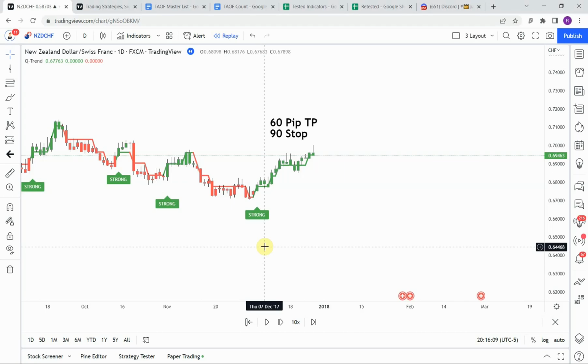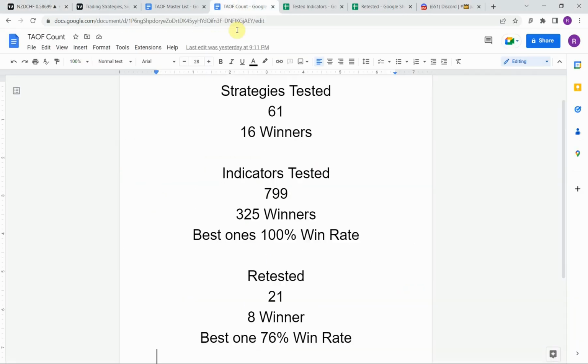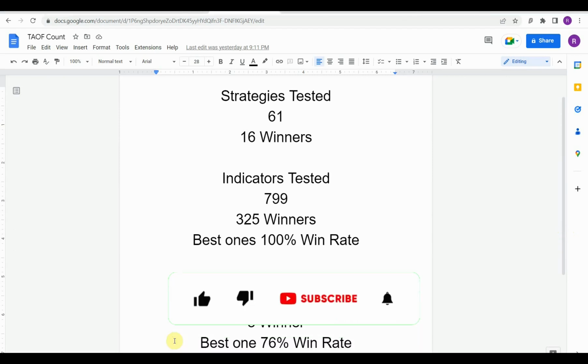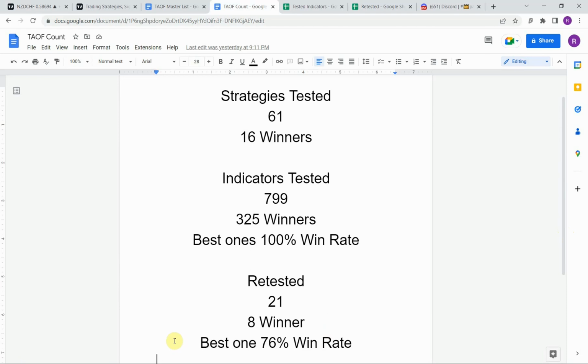Alright, as I said, today we will be testing the Q trend indicator. Before we do though, I wanted to put the testing scoreboard up for everyone to see. So to date, we have tested a total of 61 different strategies, with 16 of them being profitable. We've also tested a total of 799 indicators, with 325 of them being winners. The best ones so far were able to achieve a 100% win rate.